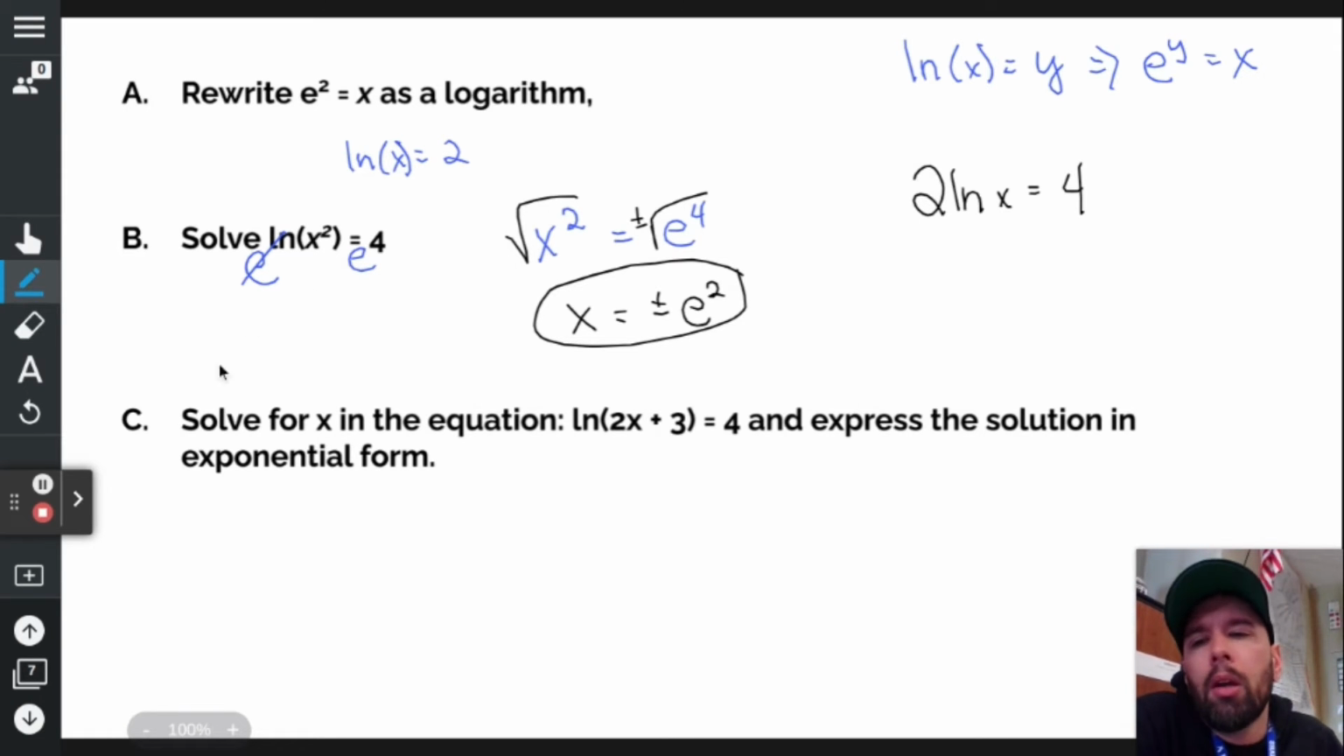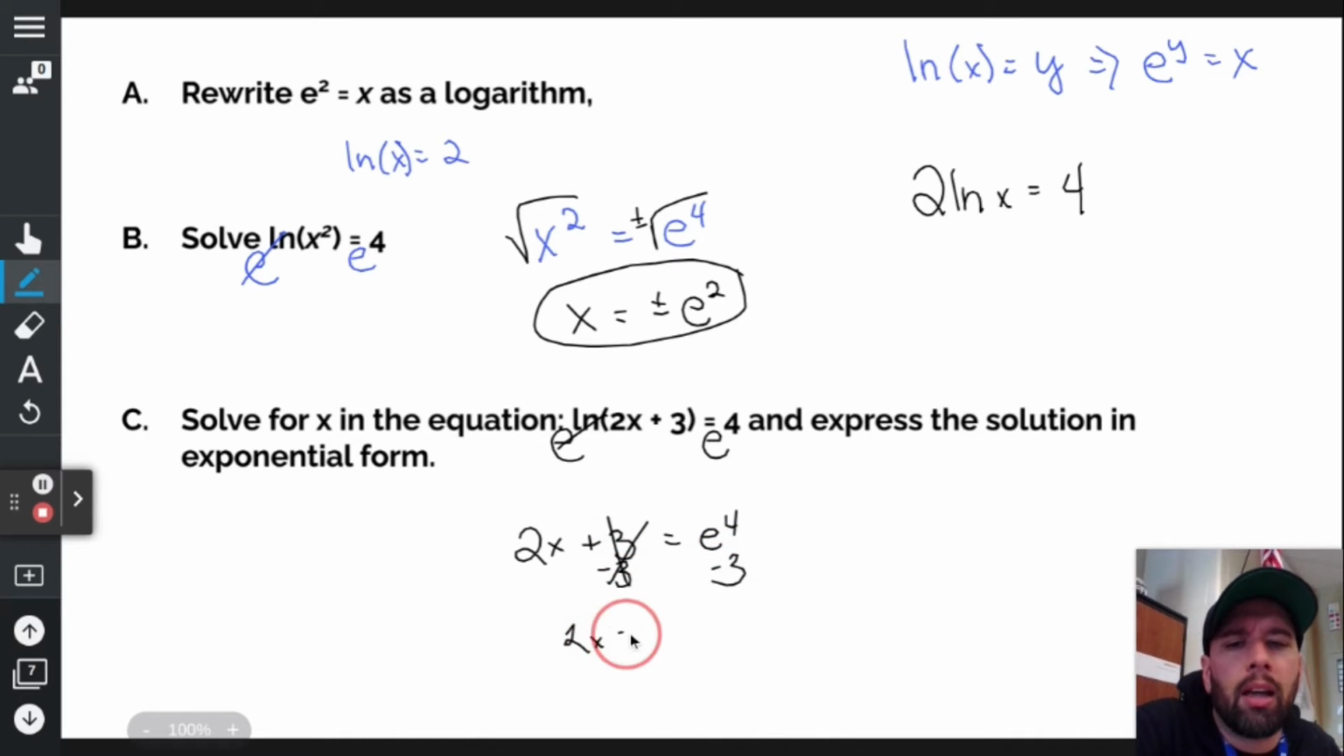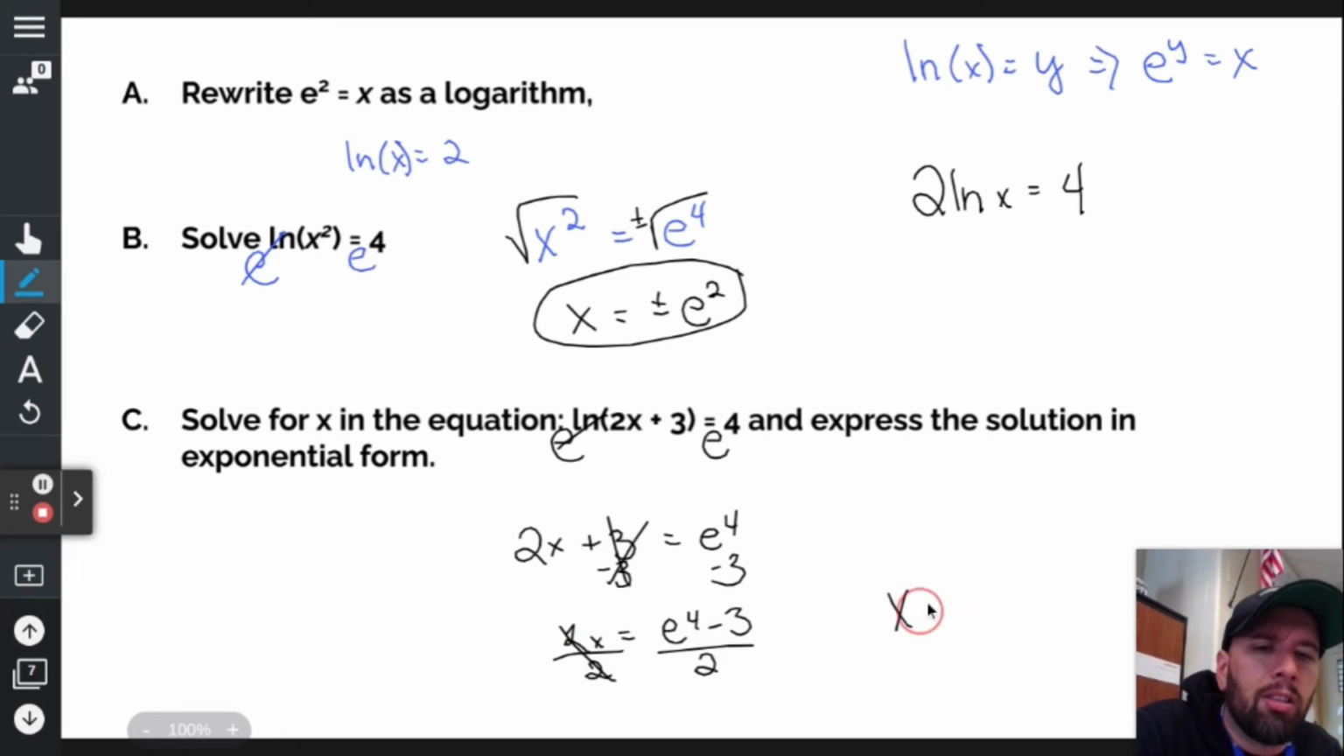logs for you. Solve for x in the equation ln of 2x plus 3 equals 4 and express the solution in exponential form. Okay, why don't I just take e to the power of both sides again? That way these guys cross out. I get 2x plus 3 equals e to the fourth. Subtract 3, cross you out. 2x equals e to the fourth minus 3. Divide everything by 2, and x is going to equal e to the fourth minus 3 over 2.